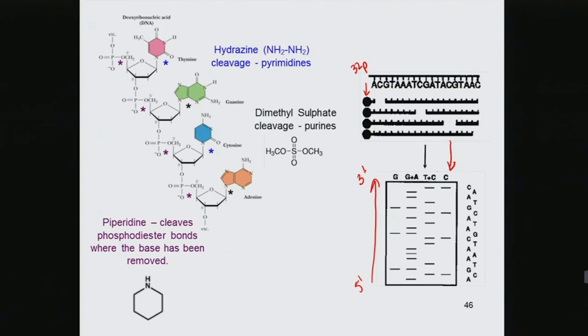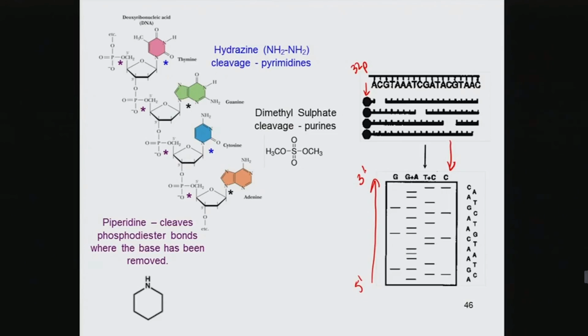Then we'd go to the next band that we see as we're moving upwards. And we see two bands at the same level of migration, one in the T plus C and one in the C. So because we have a C here in this position, this is probably just representation of C. So that would be the next nucleotide in the sequence. So again, if we look up here, here's our C.